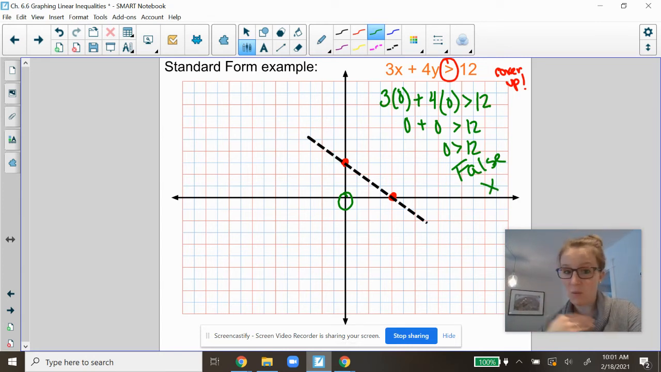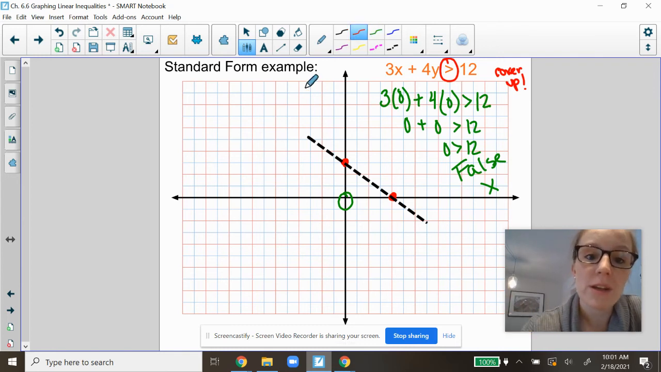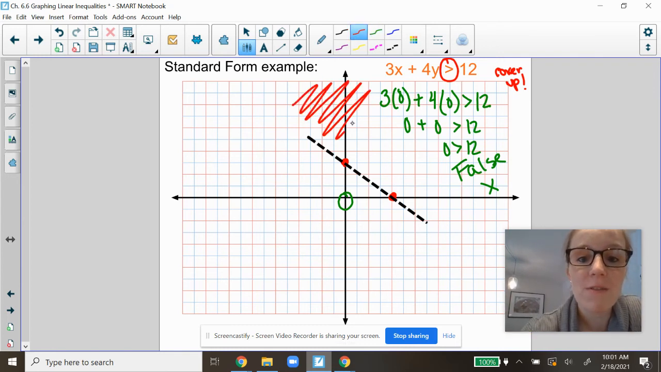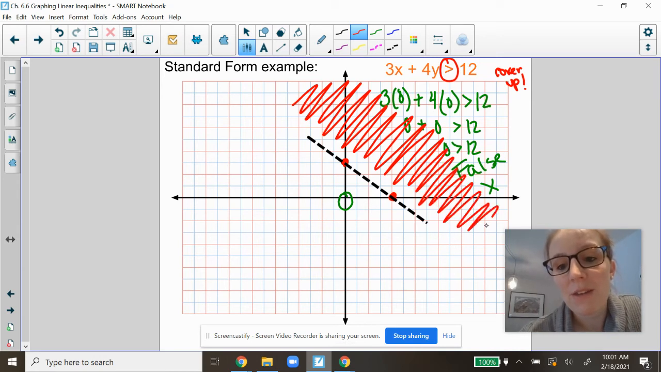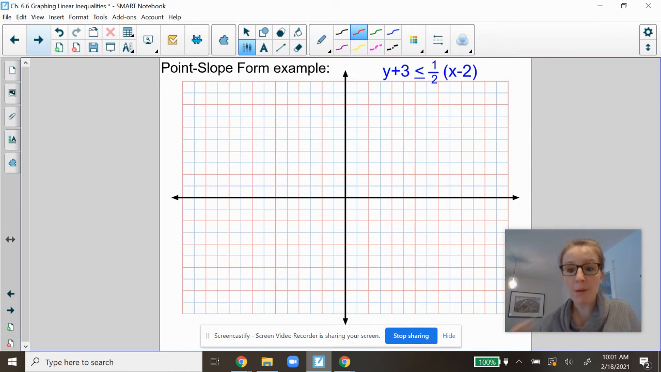The origin does not work, so I don't want to include it. So that means I'm going to shade everywhere up here. And I know I'm covering up my work, but I think you get the idea. Okay. How about point slope form?